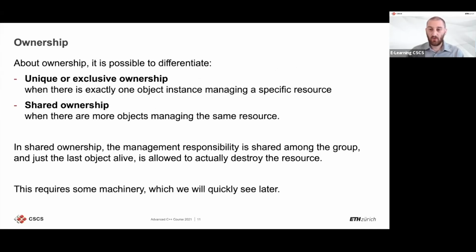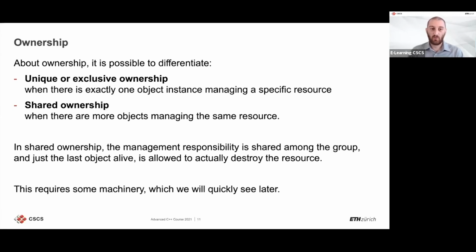About the ownership, we can differentiate two main types of ownership. The unique or exclusive ownership. This is when there is exactly one object instance managing a specific resource. So we are sure that no one else will have to deal with the resource. Just one will deal with the ownership. And then we have the shared ownership, where there are more objects managing the same resource.